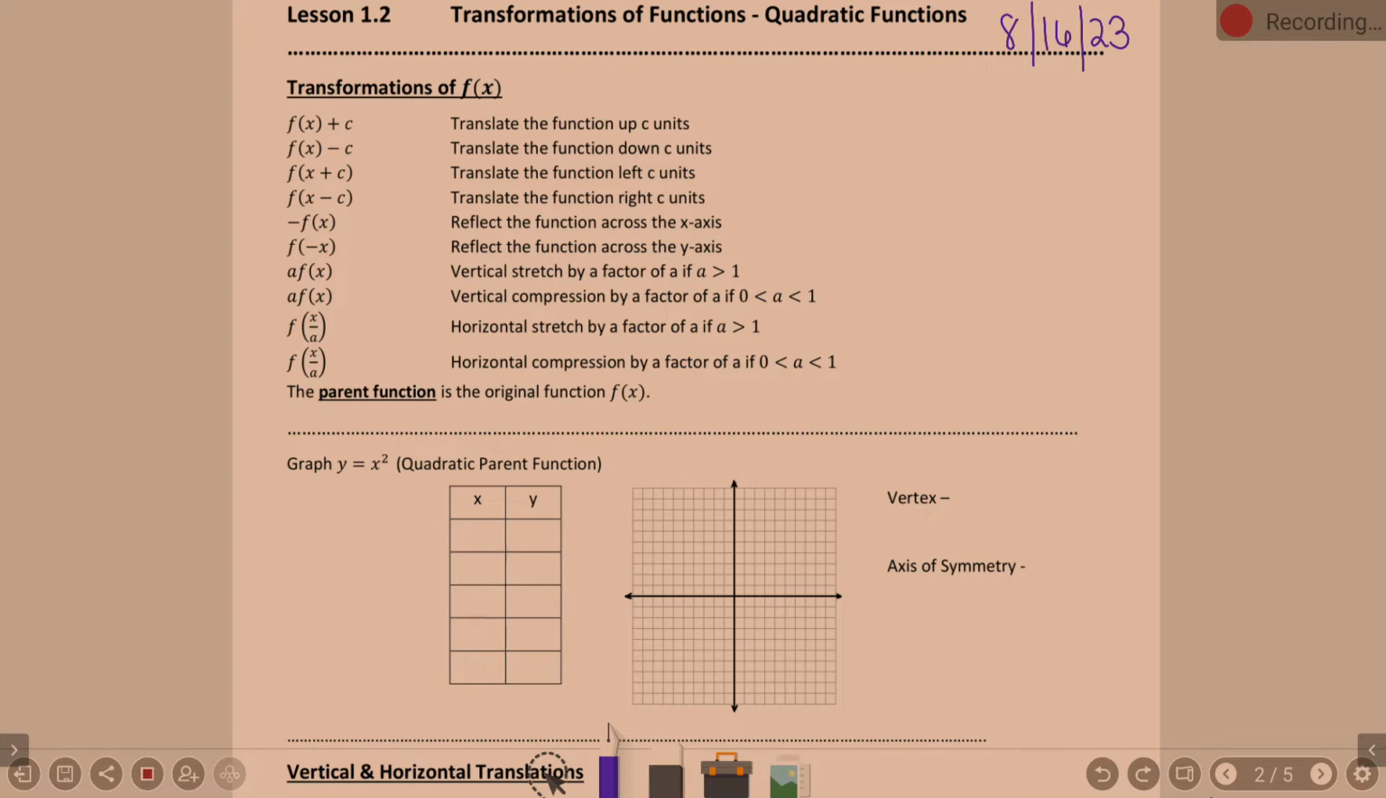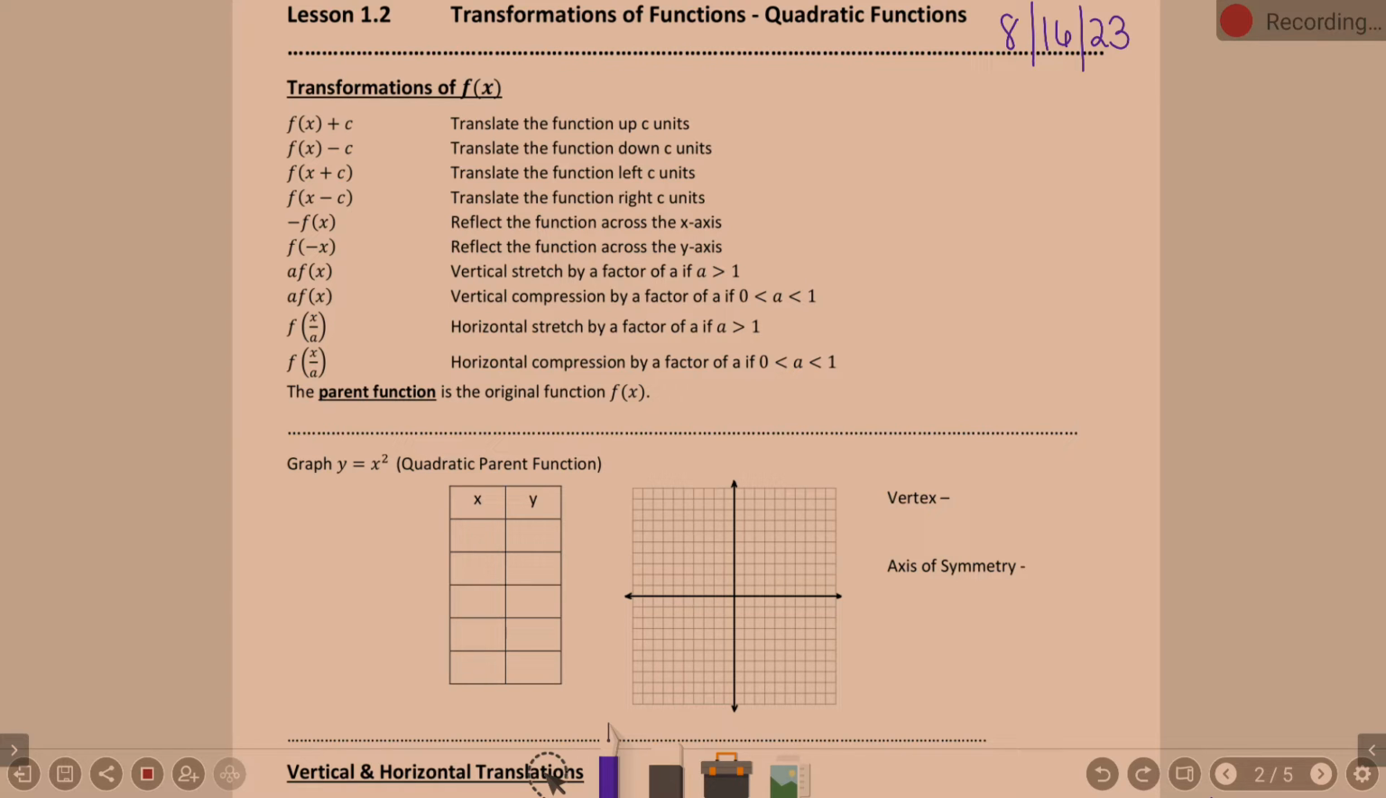We need a basic here, right? With y equals absolute value of x, we had that basic V that we could then move left or right, up or down, and we could stretch or compress or reflect. We need our basic quadratic graph. Do you remember what the shape of the quadratic graph is? Not a V, very similar. The U. The official name is the parabola.